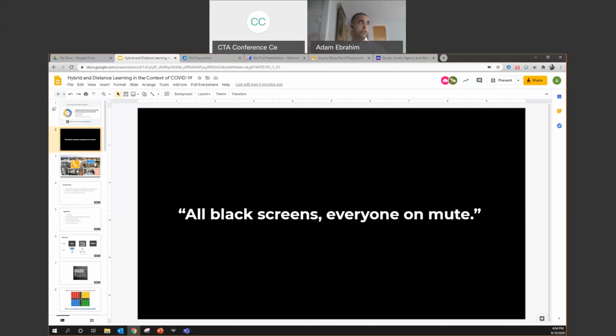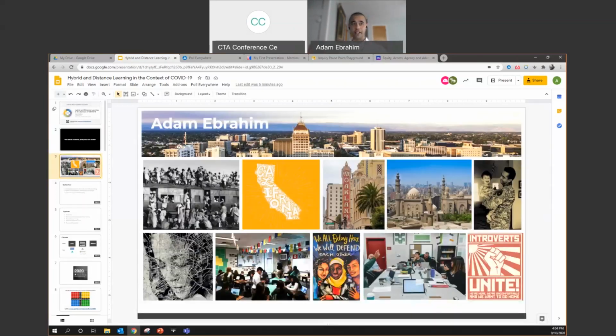The first thing I'd offer is pretty lo-fi, right? It's a collage. And so students can be present without being on video. Their identities, who they are, can be present in the classroom through representation. So whether that's a Bitmoji or whether that's a collage. This is one that I did.